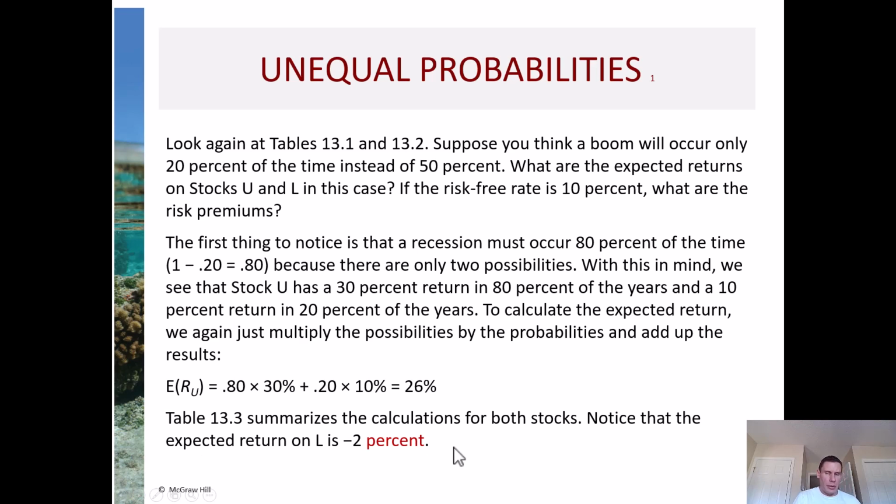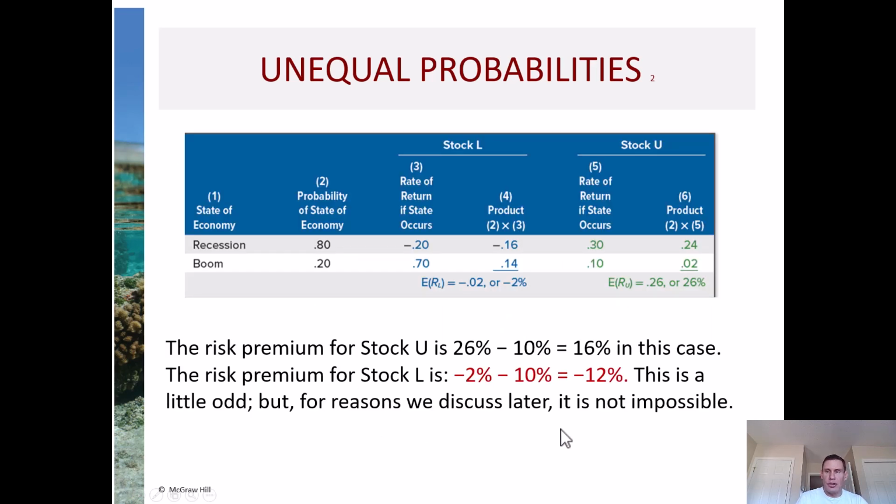Table 13.3, we're going to summarize the calculations for both the stocks. Notice that the expected return on L has now gone to negative 2%. So you can see that here, the negative 2% versus the 26% for stock U. So the risk premium for stock U is the 26%, minus the 10% risk-free, which is 16%. And then the risk premium for stock L is the negative 2 minus the 10%, which of course now is negative 12%.